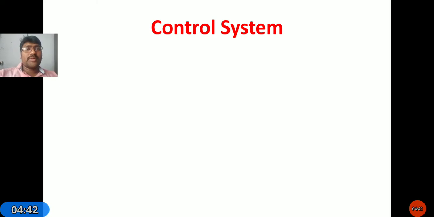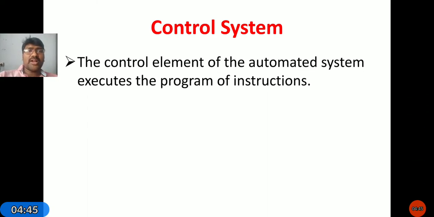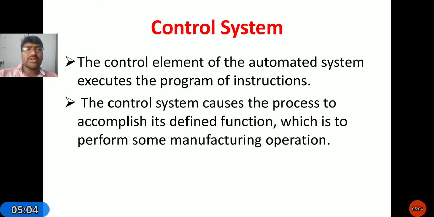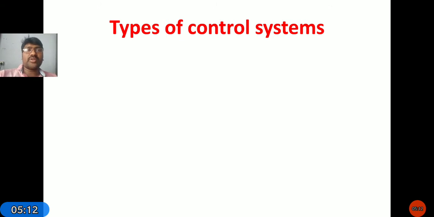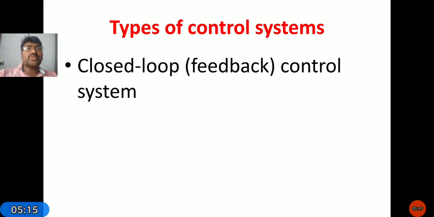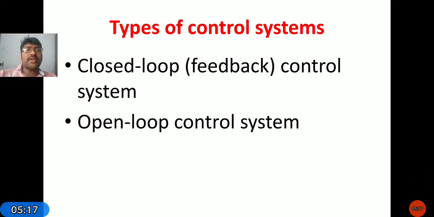Coming to the control system. The control element of an automated system executes the program of instructions. With the help of the control system we can run the process by taking commands as input from the program of instructions and, by using the actuators, carry out the manufacturing process. The control system causes the process to accomplish its defined function, which is to perform some manufacturing operations. Next, there are two different types of control system, closed loop and open loop. Closed loop is also known as a feedback control system.